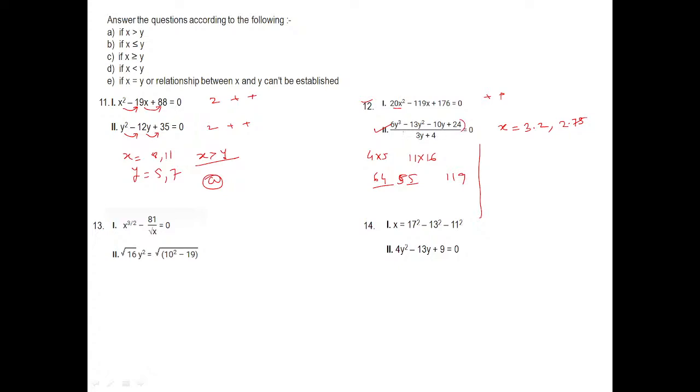If this 3y plus 4 is exactly divisible into this whole numerator part, only then this 0 comes on the right hand side. So definitely the factor of y should be minus 4/3, one factor. So now write this, that is 6y cube minus 13y square minus 10y plus 24. Now what is the factor? Minus 4 by 3.